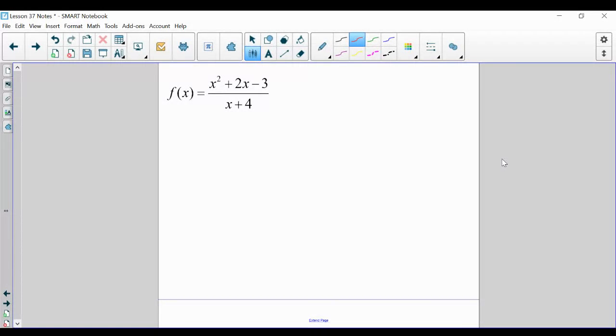x squared plus 2x minus 3 over x plus 4. So maybe you want to take a minute and pause the video and find what the factoring of the numerator would be, figure out what your x-intercepts will be, what your y-intercept will be, vertical asymptotes, do you have a hole in this case? And then this one will have an oblique asymptote because this is squared and this is to the first.